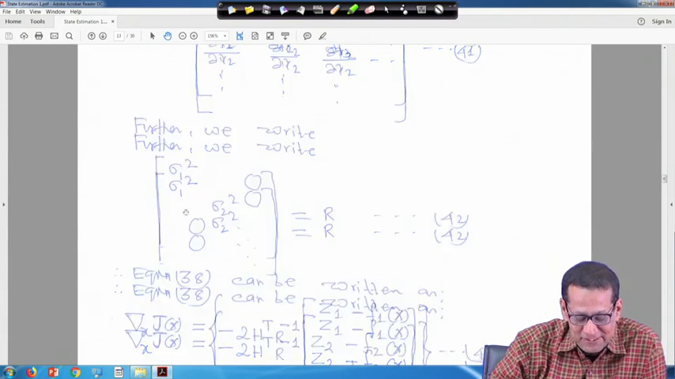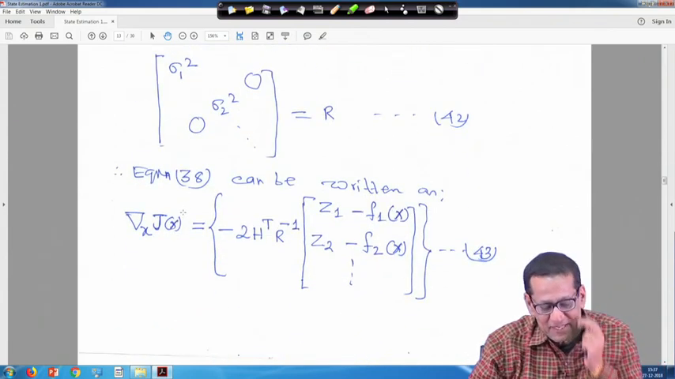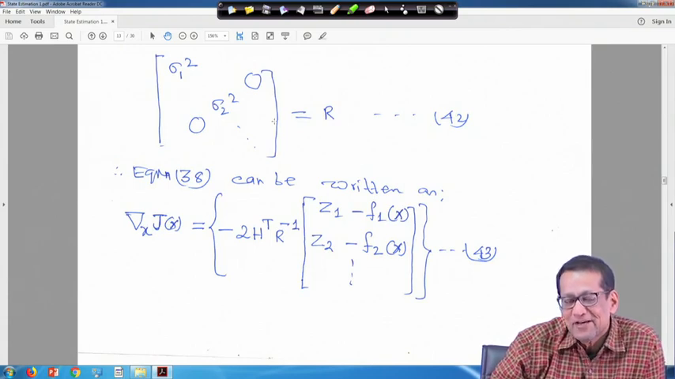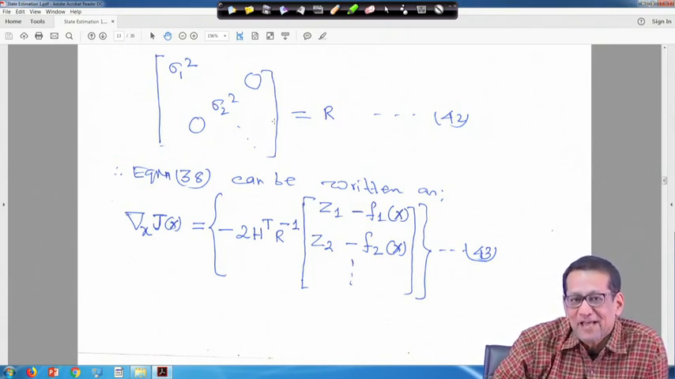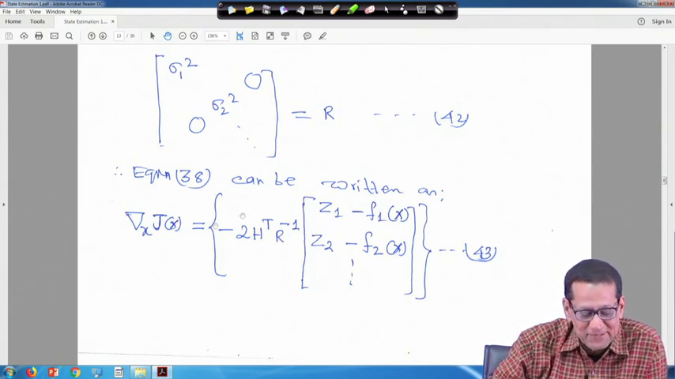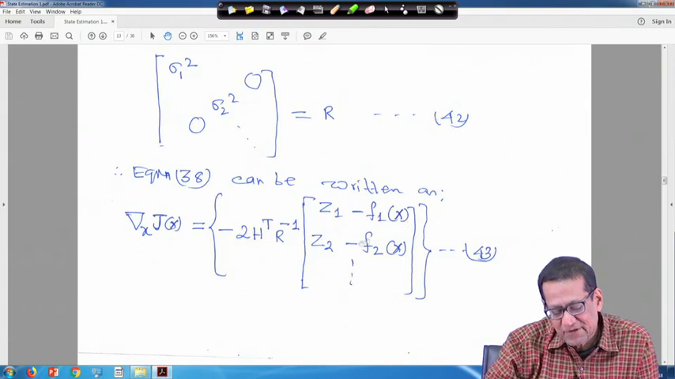So, now equation 38 can be written as follows. If we take this one as R, that is 1 upon sigma 1 square, 1 upon sigma 2 square will come because it is a diagonal matrix, that is why this R inverse, right. So, equation 38 can be written as the gradient of J x is equal to minus 2 into, then I told you it will be H transpose, then R inverse into z 1 minus f 1 x, z 2 minus f 2 x and so on, right.